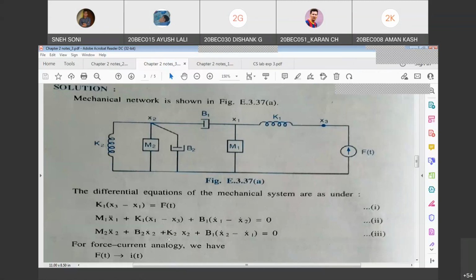And if you are writing the m2 equation, so m2 x2 double dot plus b2 into x2 dot, plus k2 into x2, plus b1 is also there, b1 into x2 dot minus x1 dot equals 0. So these are my three equations. Is it clear? These three equations are clear.